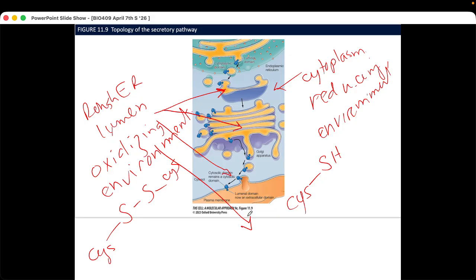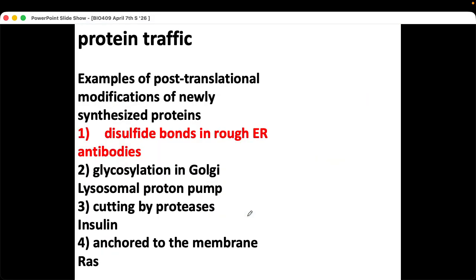Okay, with that, our first example is disulfide bonds in newly synthesized proteins. Disulfide bonds form in the rough ER. Our example is antibodies, but we'll see insulin also fits into that story. So lots and lots of proteins that leave the cell have disulfide bonds.